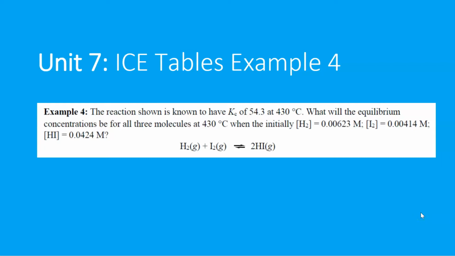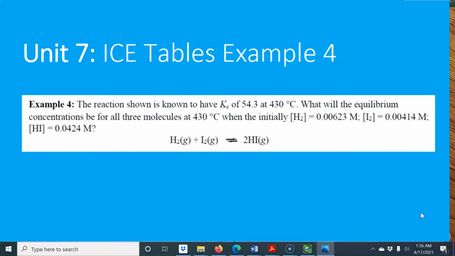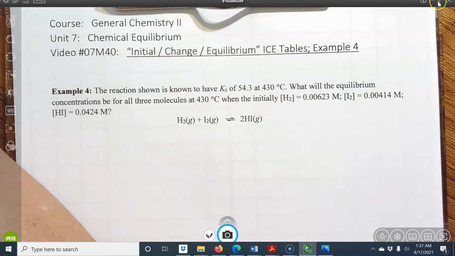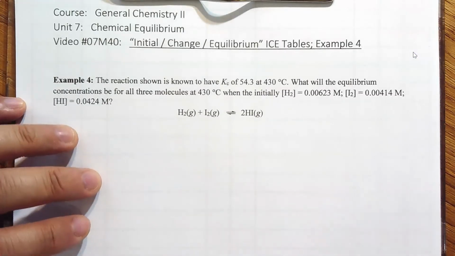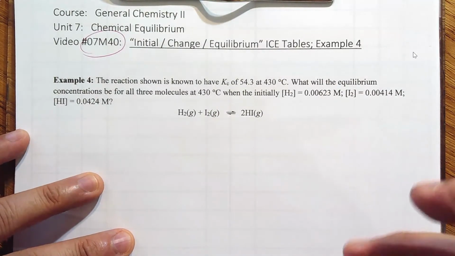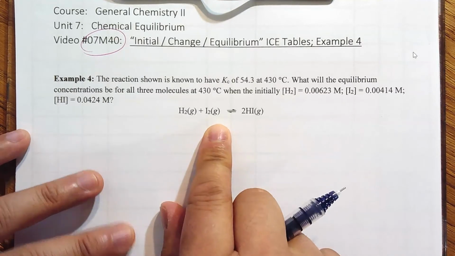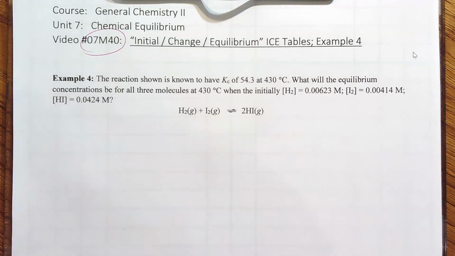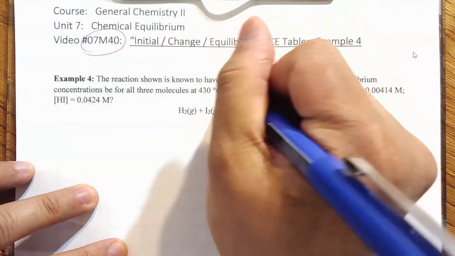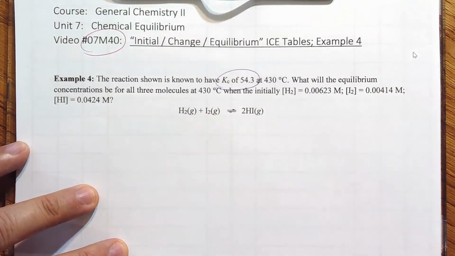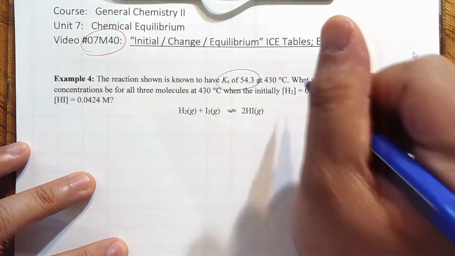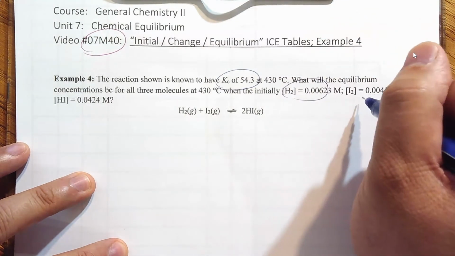Hi, this will be the fourth example of making an ice table to figure out equilibrium concentrations. So let's see what this problem has in store for us. They're progressively getting harder. Here we have a reaction that we saw a couple examples ago. Let's see how they changed this up. We still have a Kc of 54.3, but now we have the initial concentrations of all three molecules.